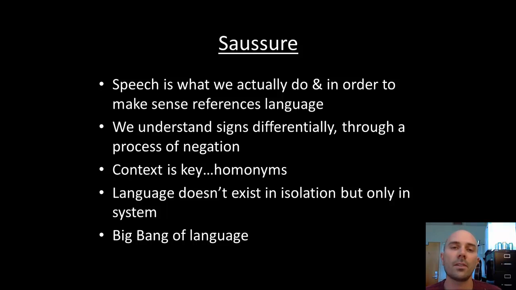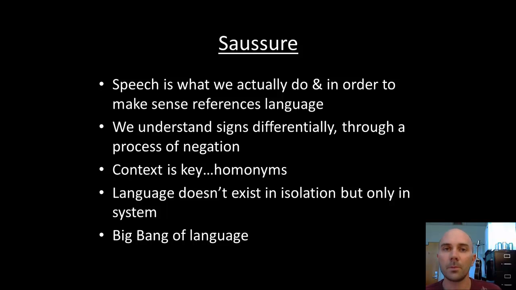And so that's the sense of the binary, the hot, cold, the wet, dry, the good and evil, and also the process of differentiation. We know one thing exists as such because it is not something else. And so these two insights are really key for us to understand how we as humans make sense of the world and how we create meaning. And of course, within this system of signs, context is always key.